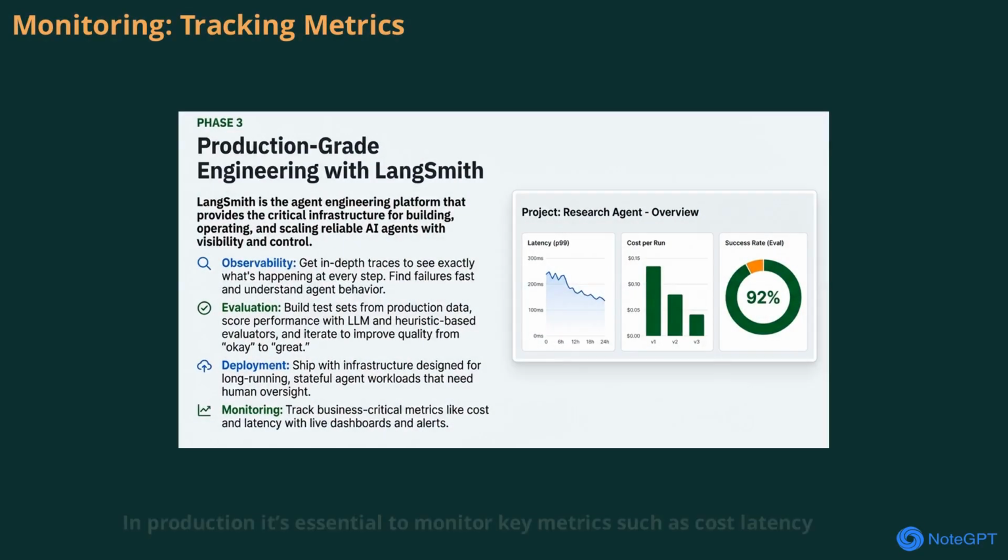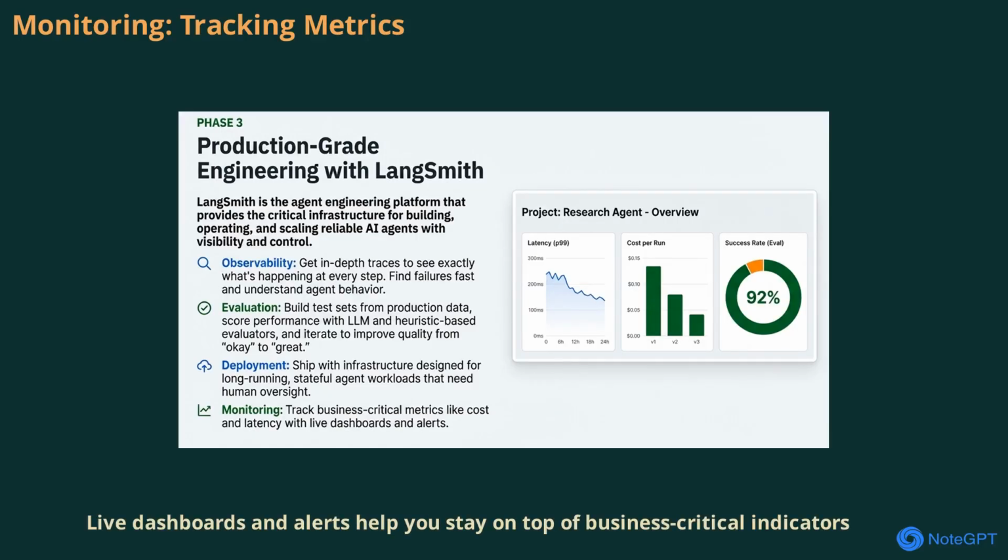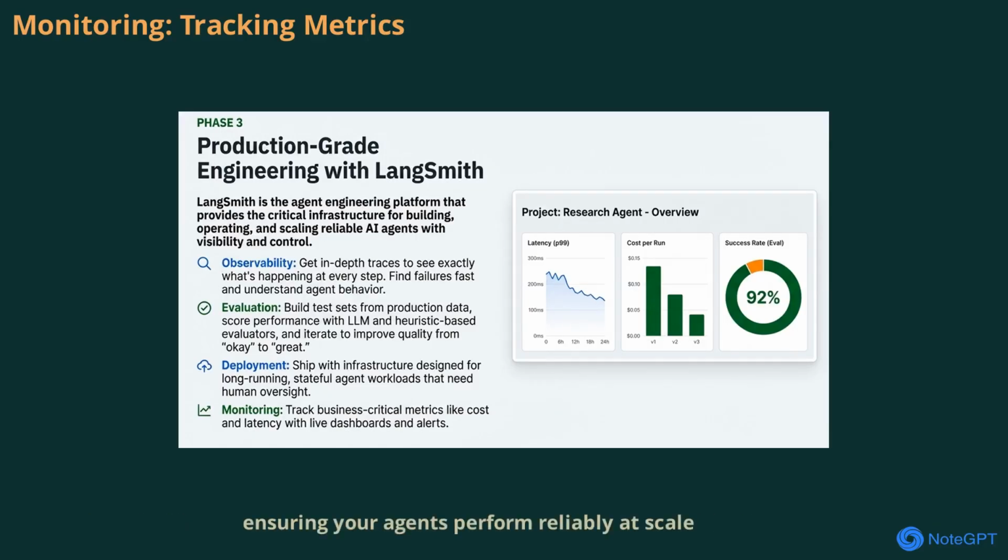In production, it's essential to monitor key metrics such as cost, latency, and token usage. Live dashboards and alerts help you stay on top of business-critical indicators, ensuring your agents perform reliably at scale. Effective monitoring not only helps catch issues early but also provides the data needed for ongoing optimization.